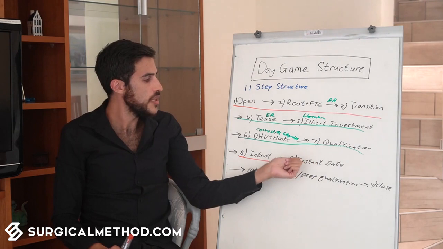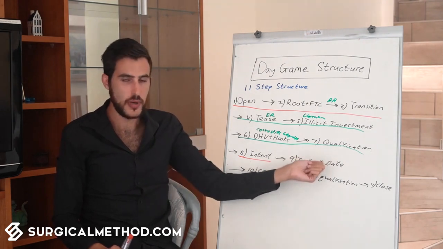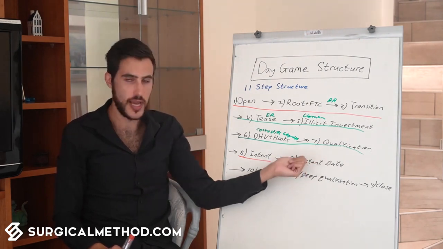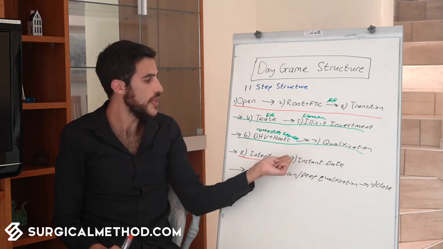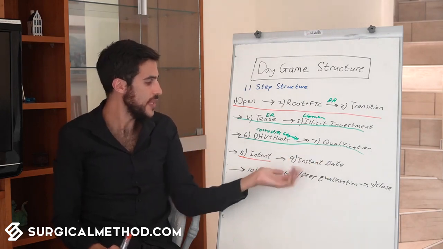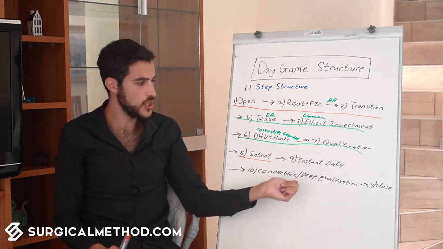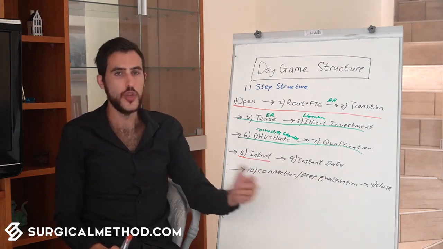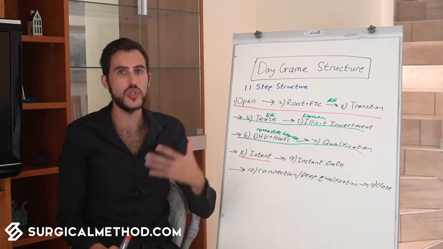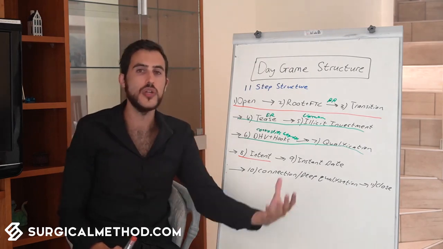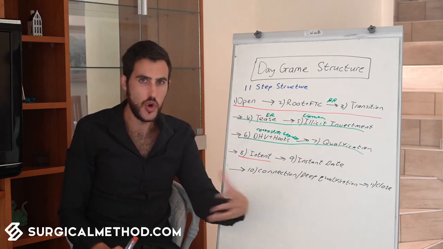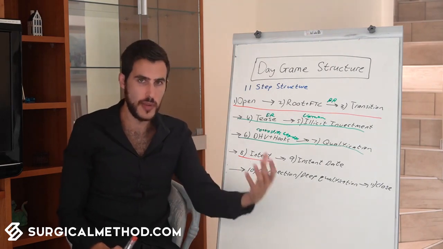Now, there's a separate video again in this program that's going to cover way deeper on how to go about doing this. But you go for the instant date. And then at the instant date location, now you're going to step 10, which is deeper connection and deeper qualification. You find out way more about her. You share your identity. You get to know her identity. You're sharing so much about you. You're rewarding so much about her.